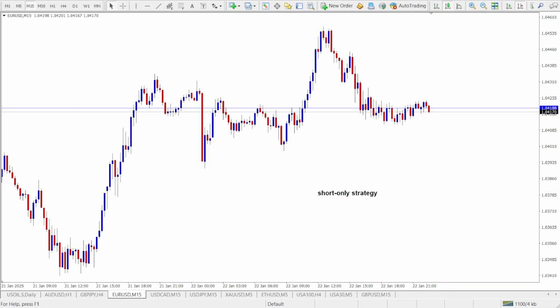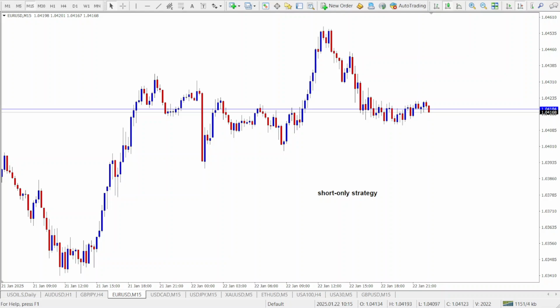Now, let us get right into it. Let us begin with a quick overview of what the short only strategy is all about. Now, this strategy focuses exclusively on selling opportunities in the market, meaning that you are looking to profit from price decreases.